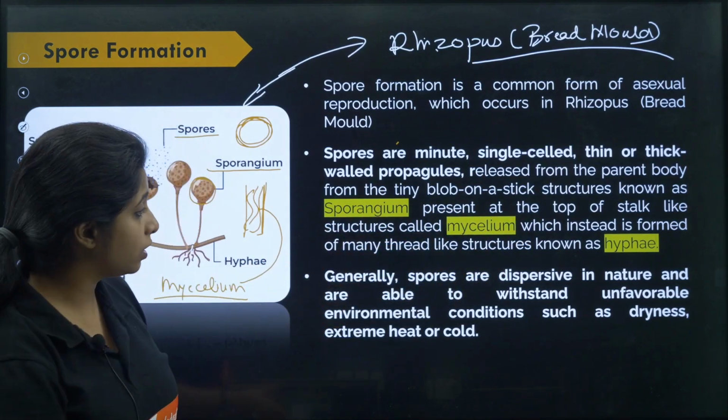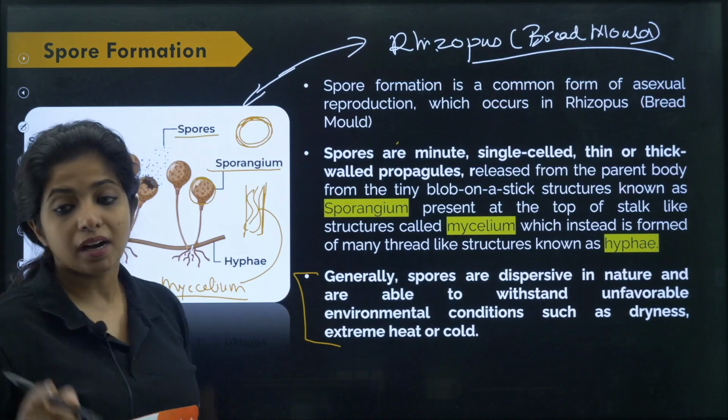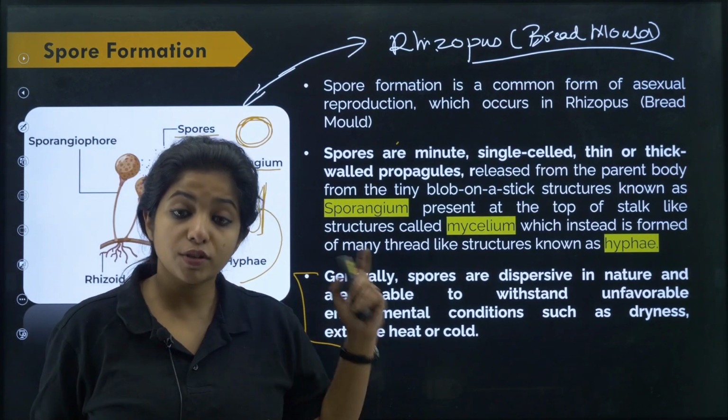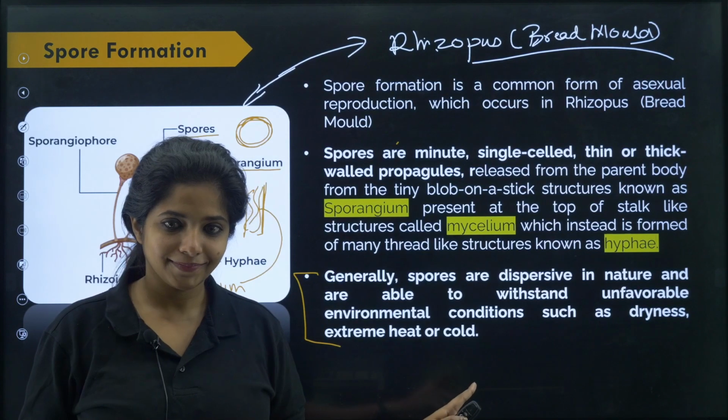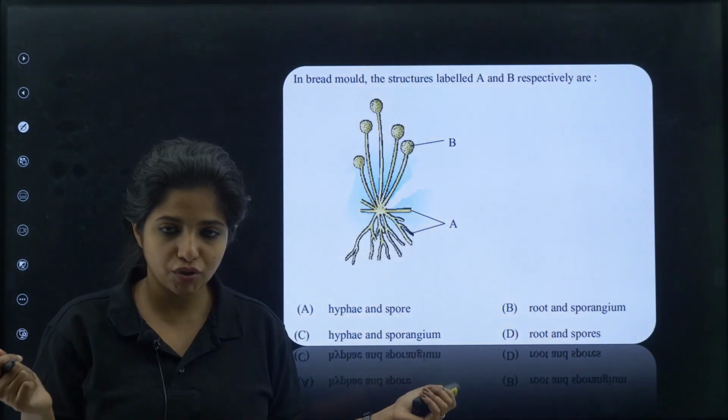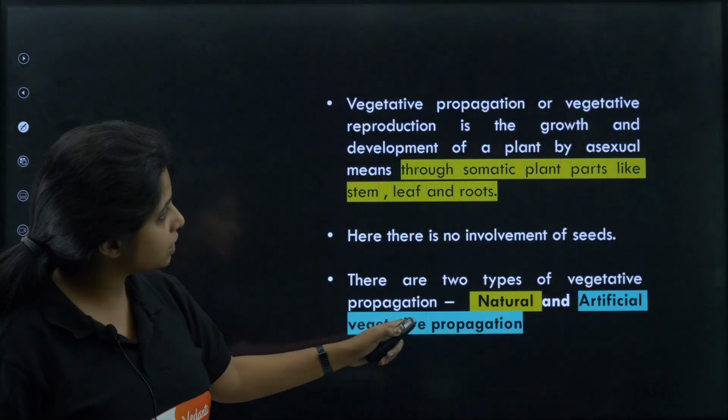Generally, spores are dispersive in nature and able to withstand what? Unfavorable environmental conditions such as dryness, extreme heat and cold, which is why they are released. Okay, so this is how bread mold, the thing that you see on the bread, reproduces. There are questions like this, please try to solve them.